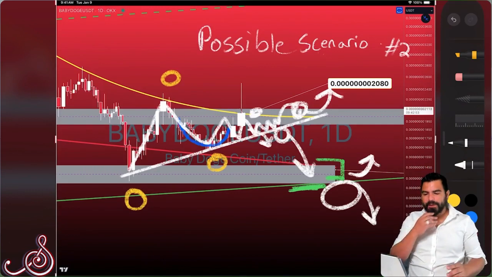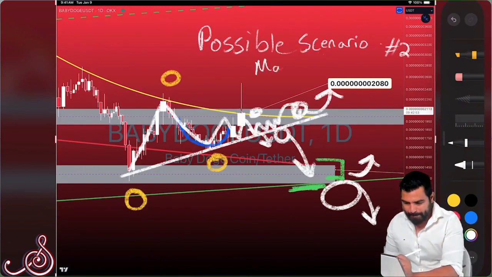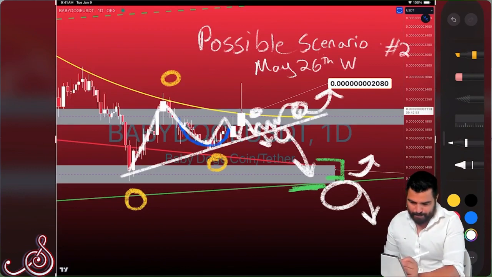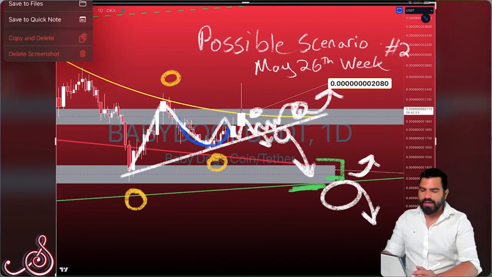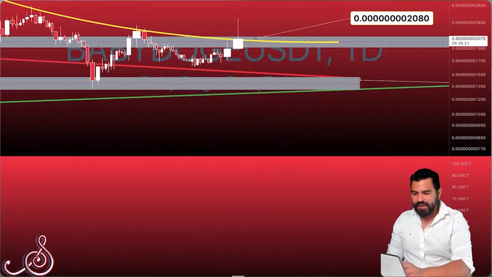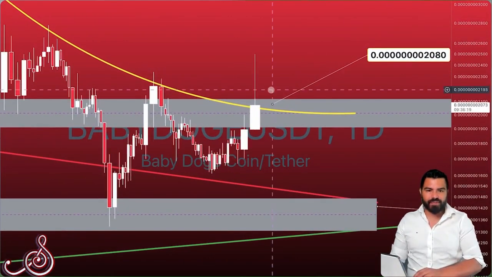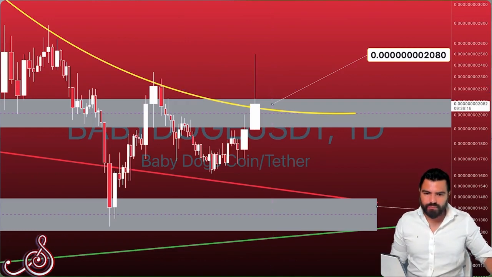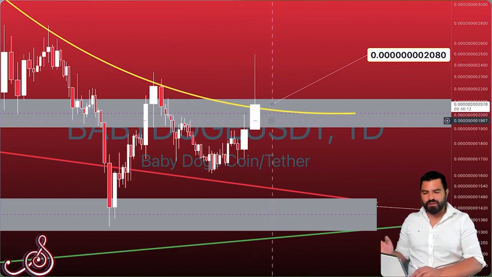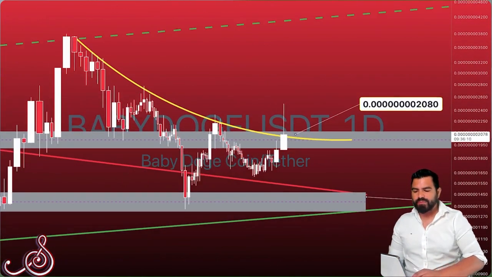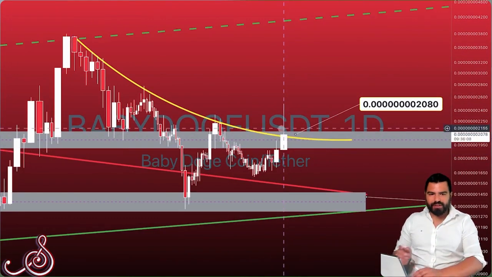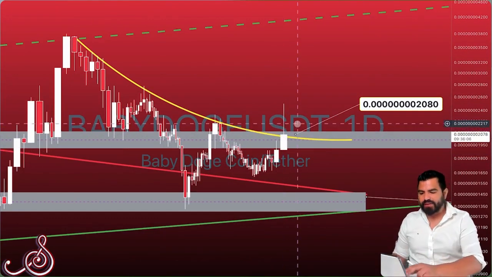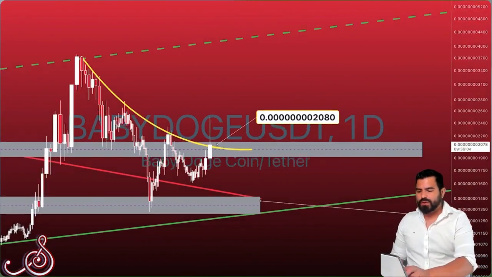All right. Possible scenario number 2. May 26th week. All right. You guys know how to watch this. As it is, it looks like scenario number 2 is about to play out. Okay, clear your annotation. Okay, if we get pressure on that candle, just not ready. If you win the battle, you need to watch this one really carefully though, right? You need to watch it really carefully.